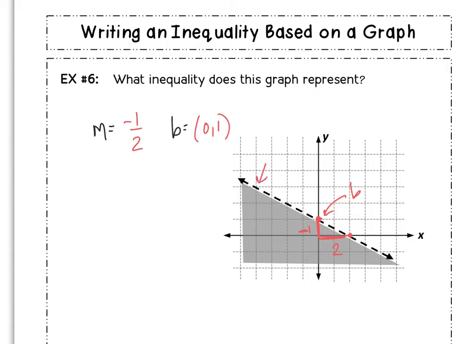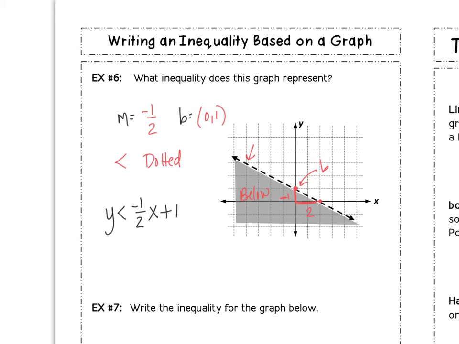It is a dotted line, which means that it is going to be less than or greater than, but the line is underneath. So we're shaded below. So we're going to do less than, and it's less than dotted. So with all that information, let's put it together. y is less than negative 1/2 x plus 1. That's my equation, and that is going all by y equals mx plus b.